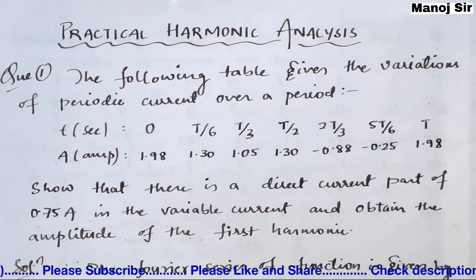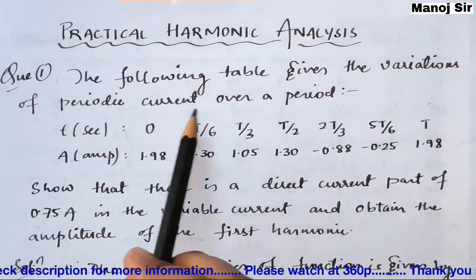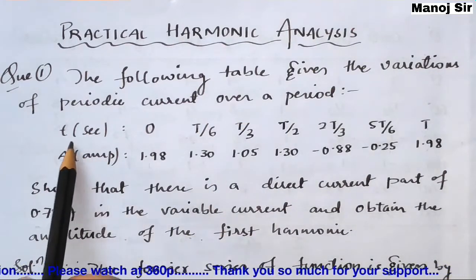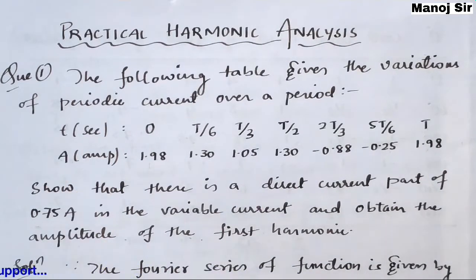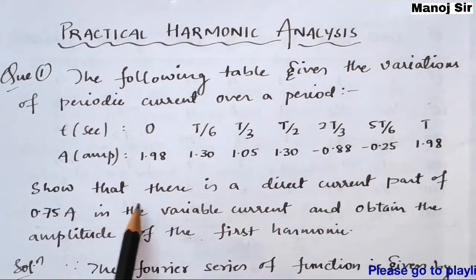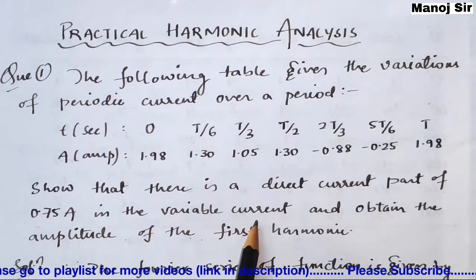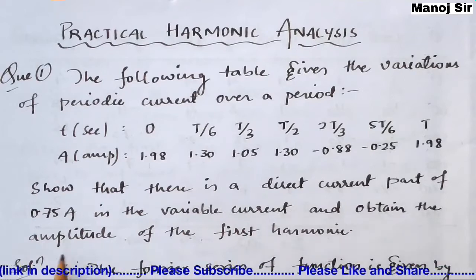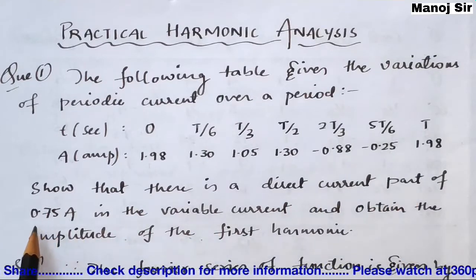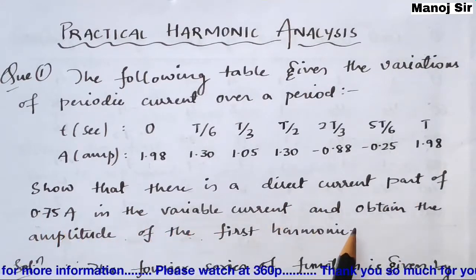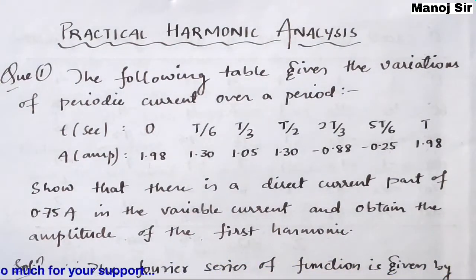So let us start with the problem, that is question number 1. The following table gives the variations of periodic current over a period. Here we have time in seconds, and here we have current in ampere. The question is: show that there is a direct current part of 0.75 ampere in the variable current, and obtain the amplitude of the first harmonic. We will discuss each and everything.